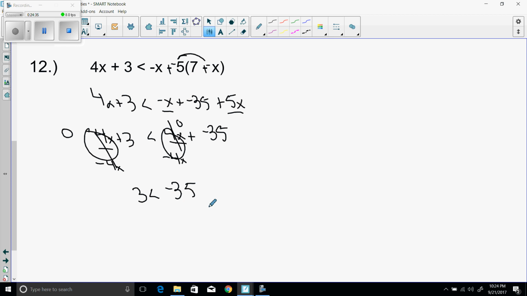Whenever this happens, this is actually something that can happen. We didn't do anything wrong here. What can happen is we can get an inequality that is either true for all of our answers or is false. So we have to evaluate this. Is 3 less than negative 35? Think of a number line. 0 is here, 3 is way over here, negative 35 is way down there. So no, 3 is not less than negative 35. So we say this is false.